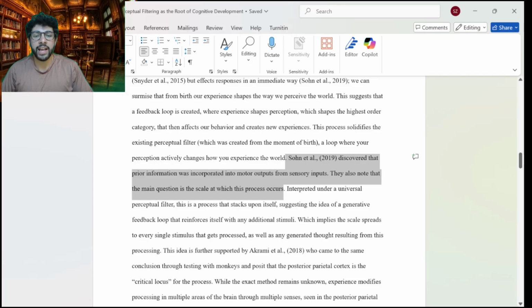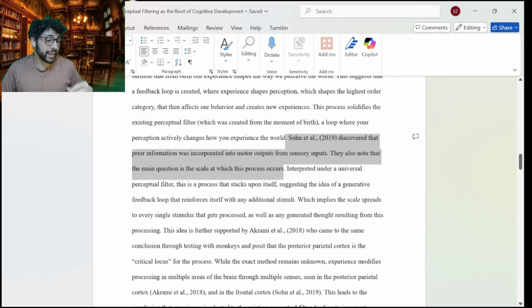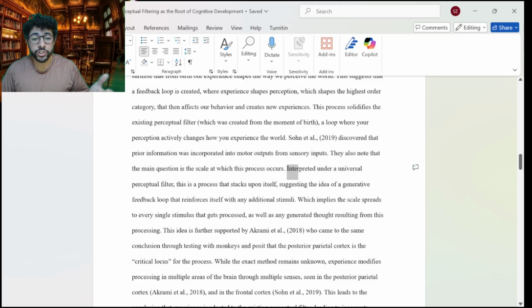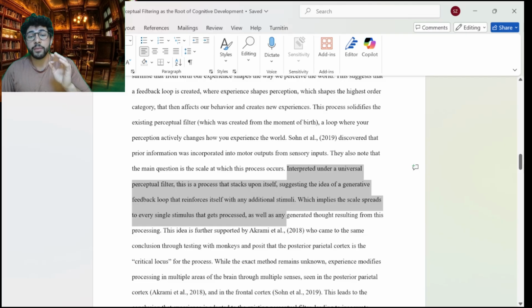Okay, and so they note that the main question is the scale at which this process occurs, right? So I can actually answer this question under the universal perceptual filter under construction of reality. It is actually a process which stacks upon itself, which suggests, again, a generative feedback loop that reinforces itself with any additional stimuli, which implies the scale spreads to every single stimulus that gets processed as well as any generated thought resulting from this processing. Okay? Which means it's literally infinite.